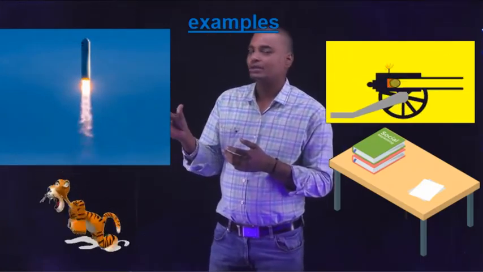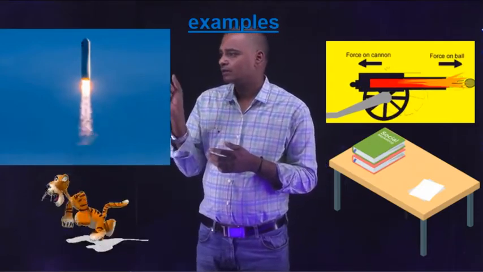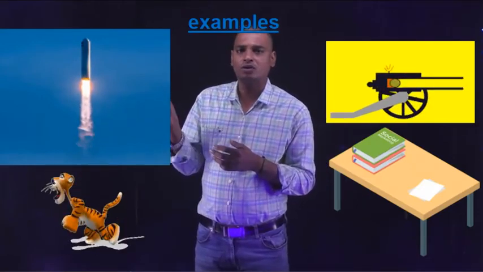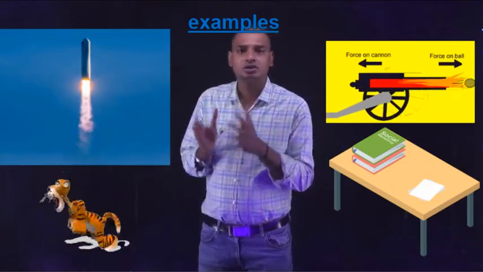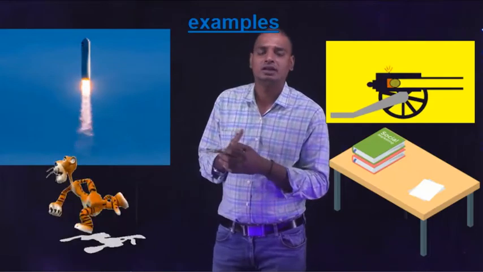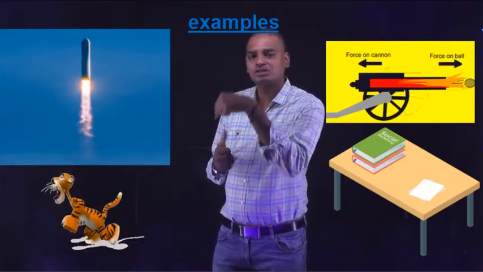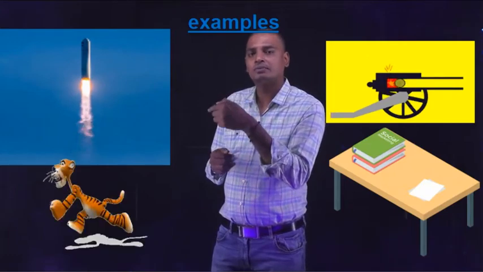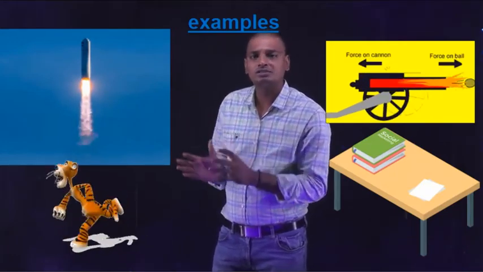And similarly, in this example, a rocket is moving upwards. Here the flame or the fire coming out from the nozzle of the rocket will be in the downward direction, so that the rocket will move in the upward direction. Action: the flame is coming downwards. Due to the flame coming out of the nozzle, the rocket is moving upwards.